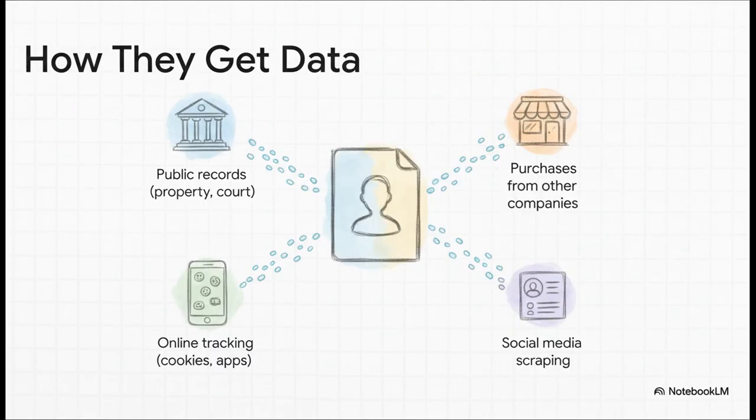So where do they get all this stuff? You'd be surprised. They pull from public records, sure, but they're also getting it from the tracking cookies on websites, the apps on your phone, other companies you buy from, and even just by scraping your public social media profiles. They take all these little pieces and stitch them together to build a shockingly detailed file on you.